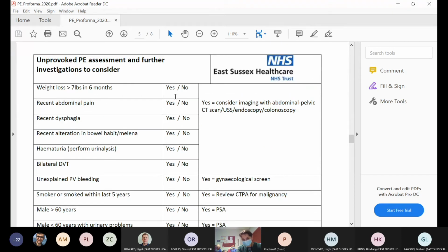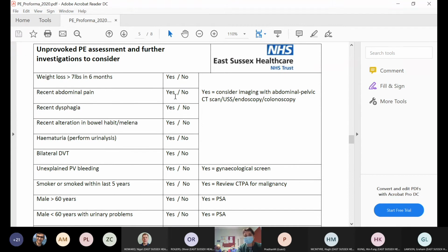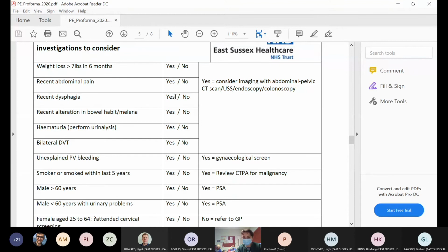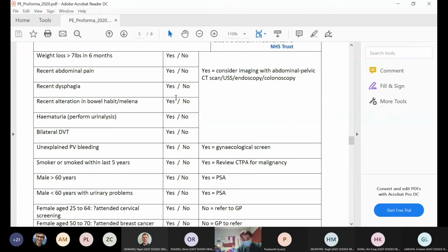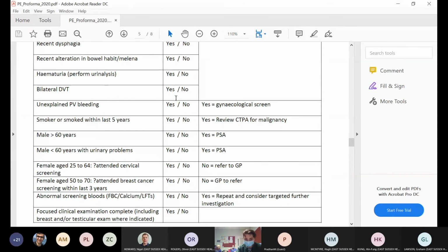And this is just the cancer in unprovoked PE investigations, so it's cancer questions. Males, for example, above 60 should have a PSA. Ladies should have cervical screening if they're young enough. If they're older, they need to have a breast screening test done by the GP. So you're asking all the questions. If you're suspecting any abdominal problems, or haematuria, or bilateral DVT, which is concerning, or PV bleeding, then you're referring people for specific investigations.